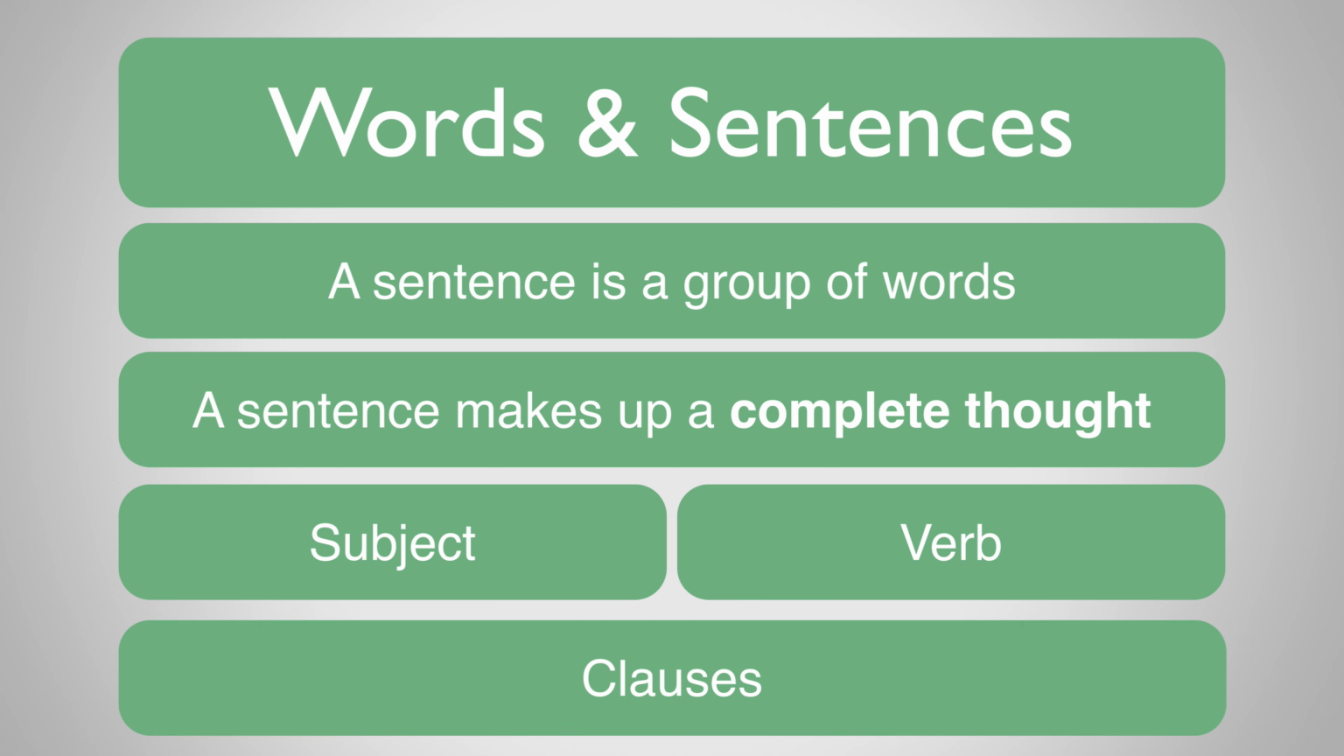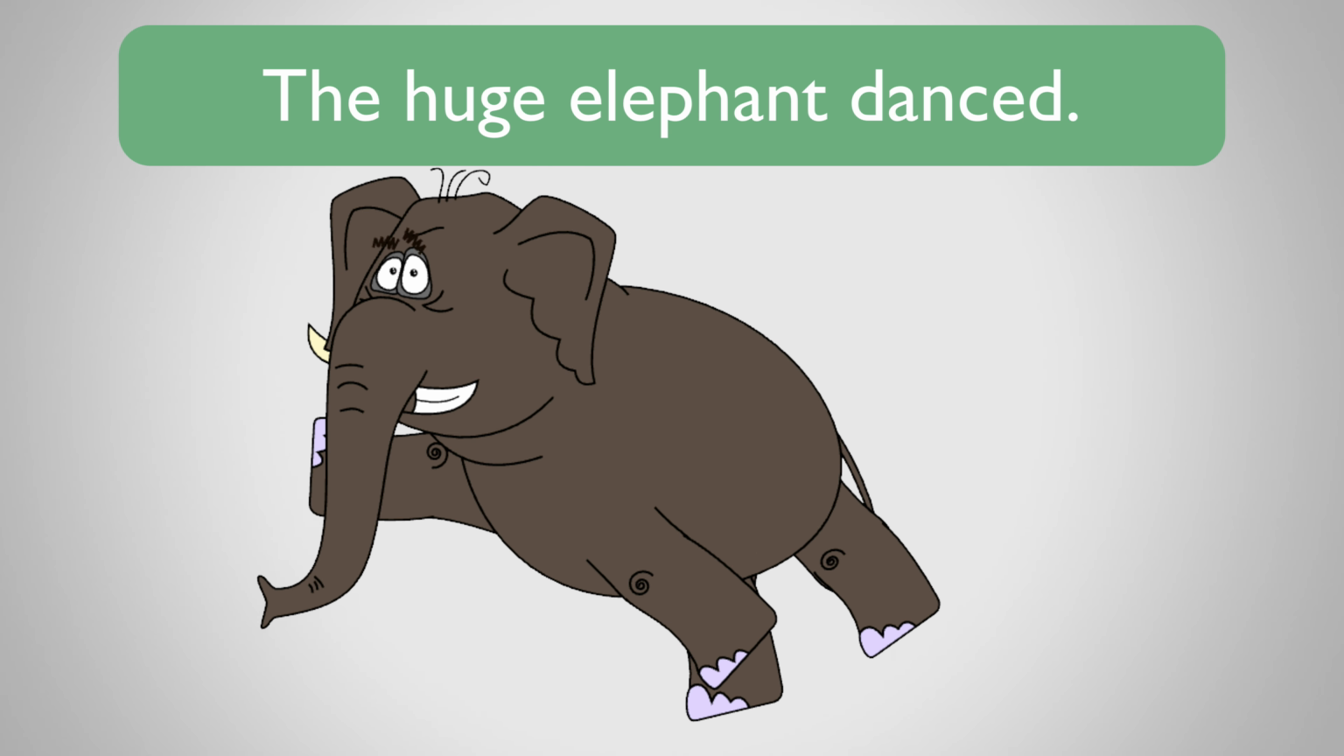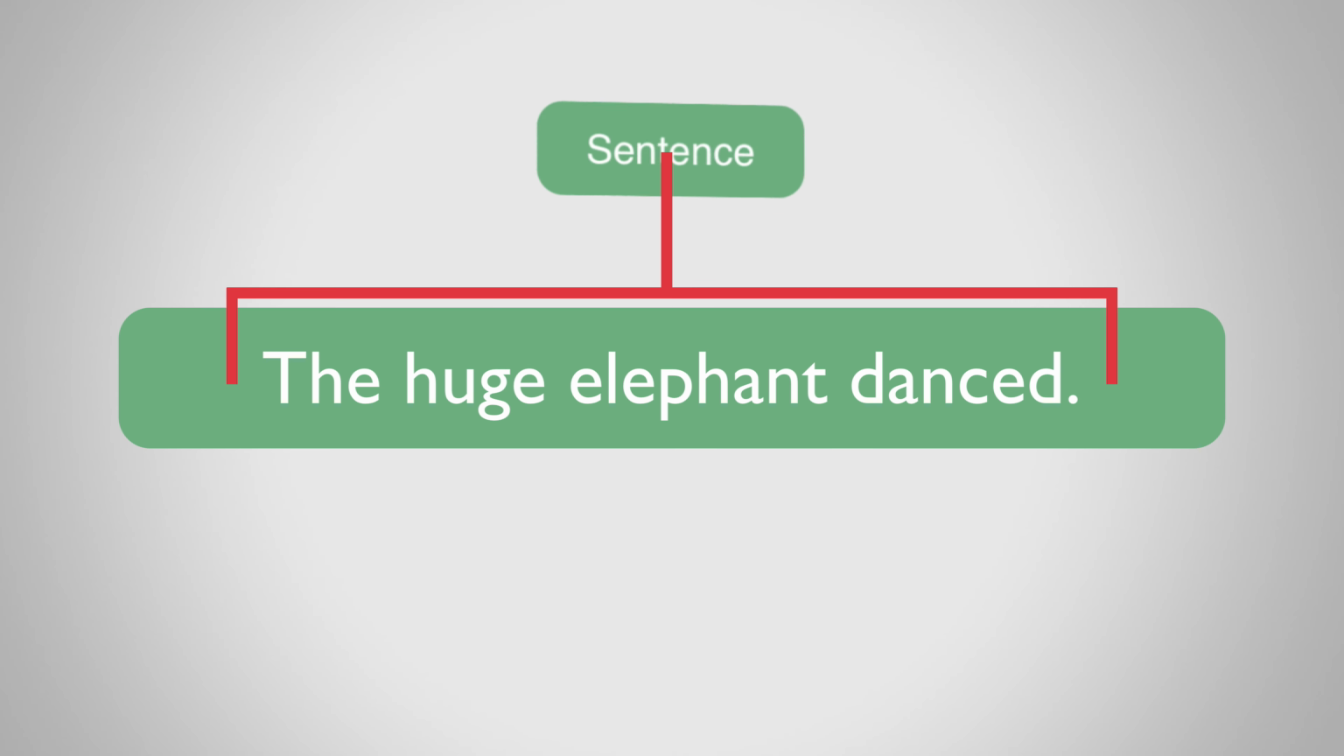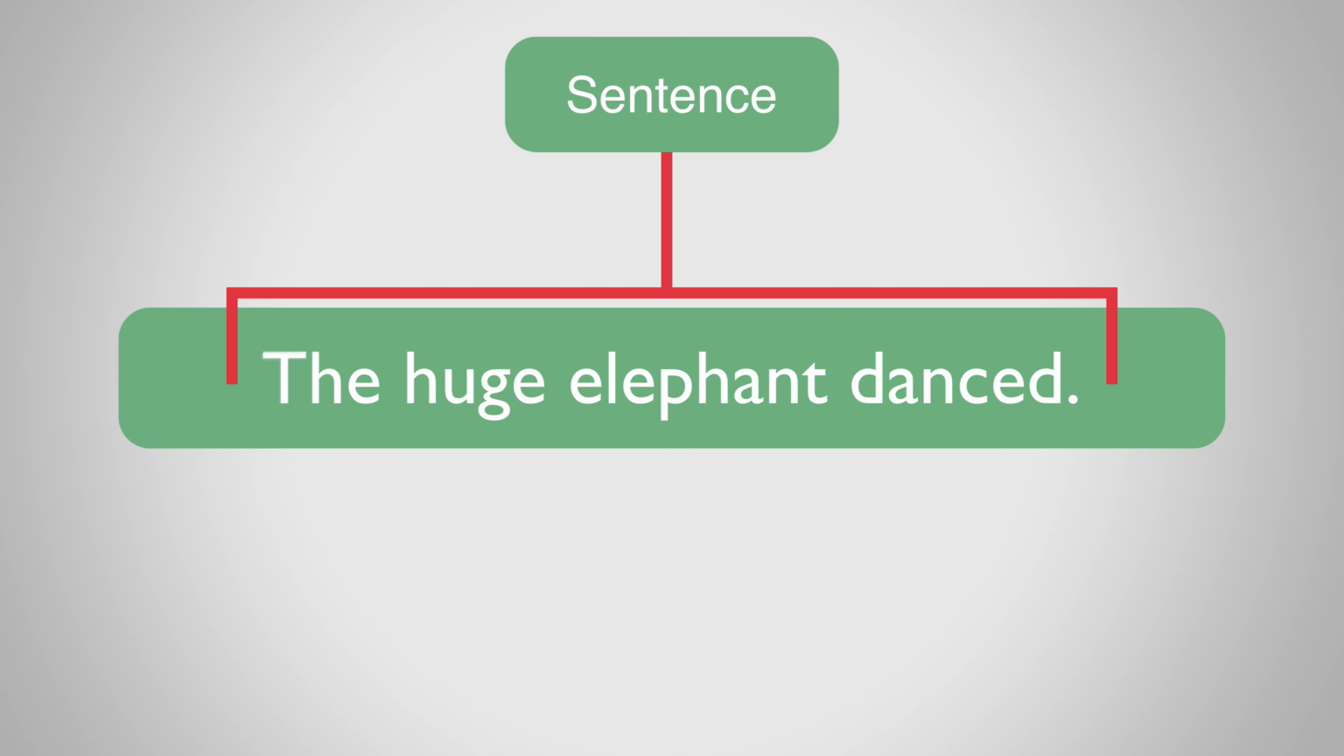Let's start by breaking apart a sentence into different parts. Here's an example. The huge elephant danced. All of these words together make up the sentence. We know it's a sentence because it has a capital letter at the start and a full stop at the end, and it's a complete thought.